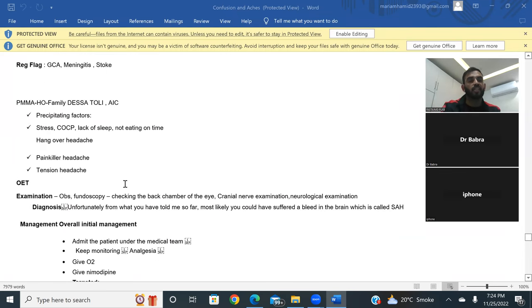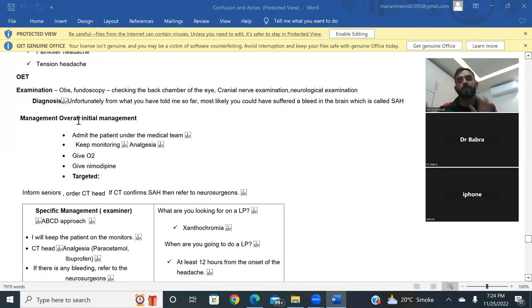So you have told all these things to the patient. Everything is done. Your scenario is done. And in this scenario, the examiner will intervene, and he will say, tell me these things.